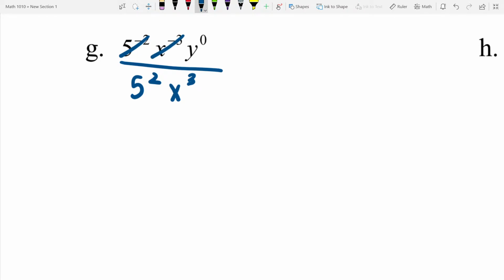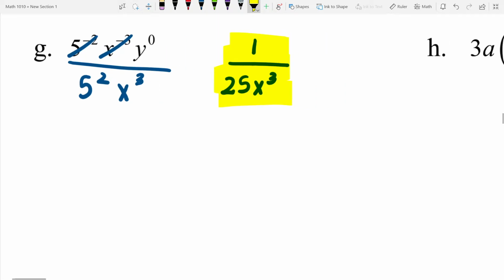Everybody tell me what y to the 0 power is. That's a 1. So on the top you have a 1. On the bottom you have 5 squared, which is 25. X to the third. Highlight your answer and you're done. So just deal with it one variable at a time. Okay, look at H.